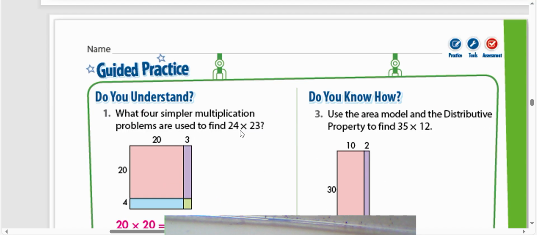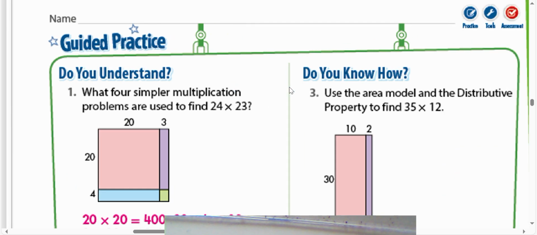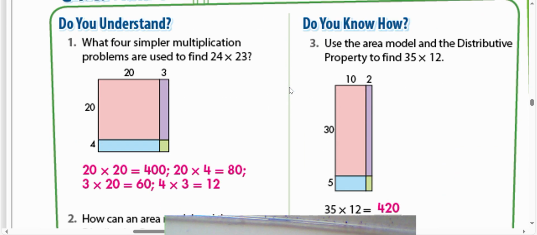Like this number, 24 times 23, we can write 24 equals 20 plus 4, and 23 equals 20 plus 3, and then multiply to find the area of each one together. 20 times 20 equals 400. 20 times 3 equals 60. 4 times 20 equals 80. And 4 times 3 equals 12.